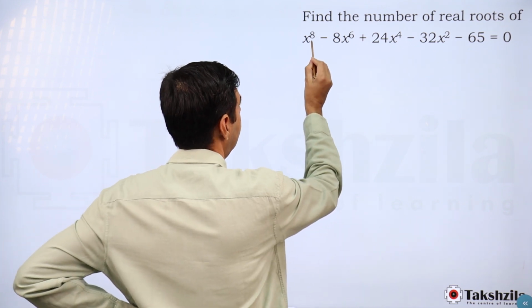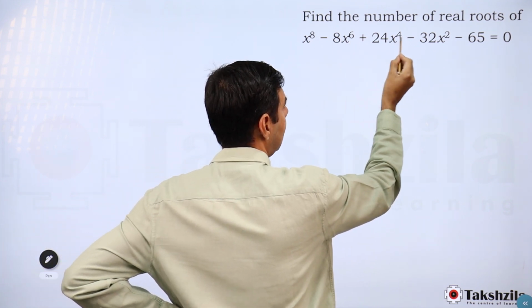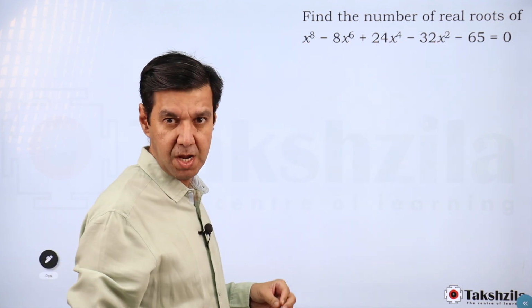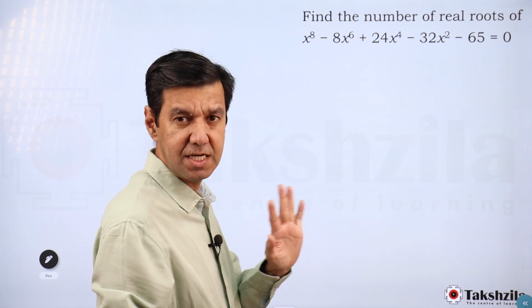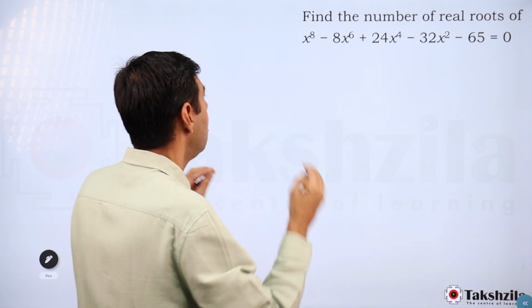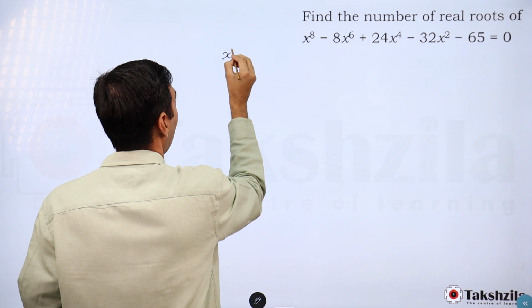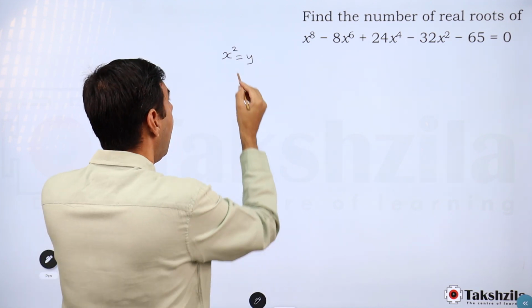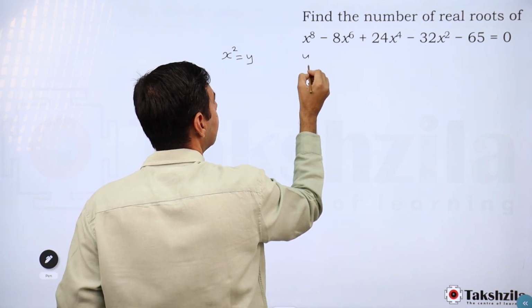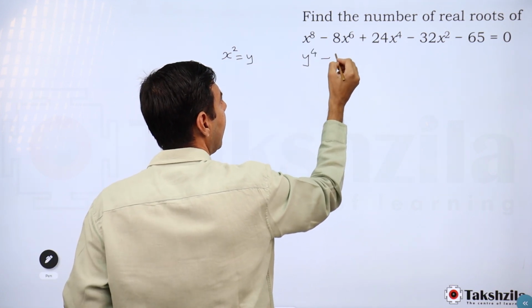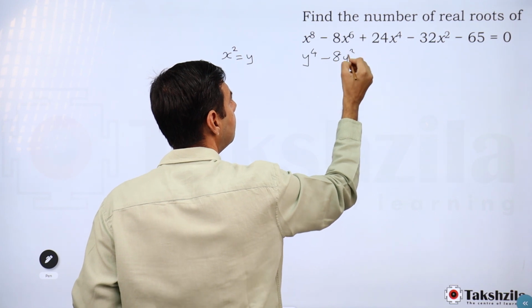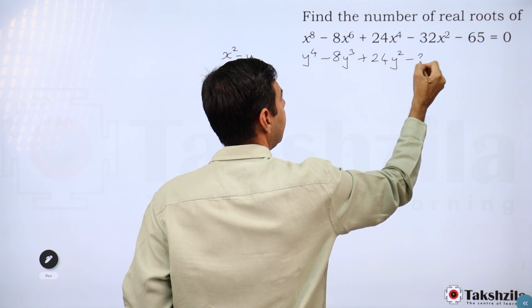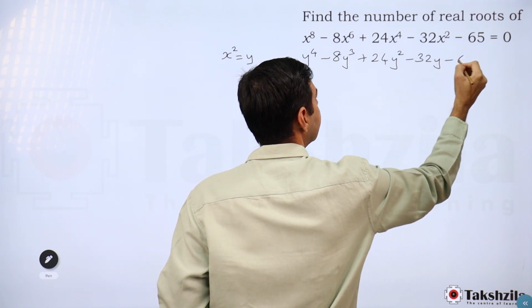So first thing you would observe is the powers of x are all even. X raised to 8, x6, x4, x square. So one very straightforward thing that you can do is you could represent x square with y. So x raised to 8 will be nothing but y raised to 4, x raised to 6 is y cube, 24y square, 32y, and a minus 65.